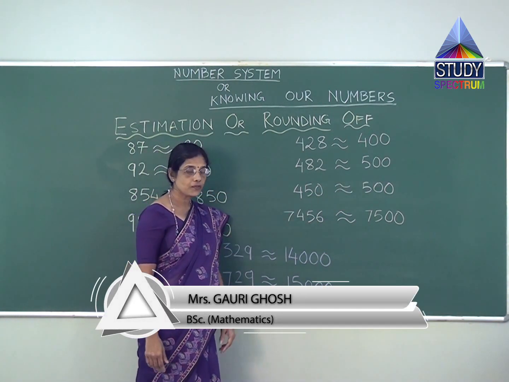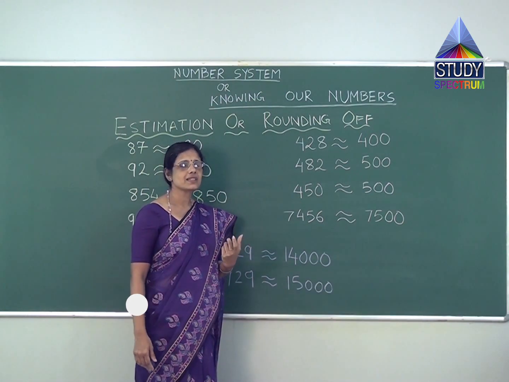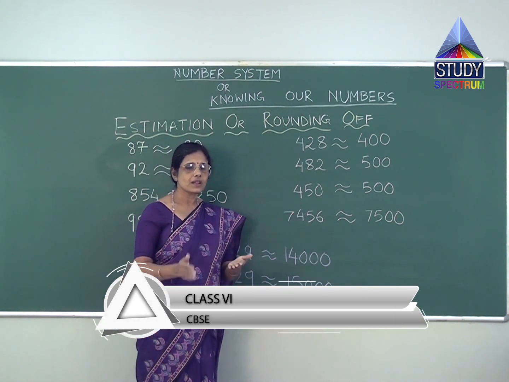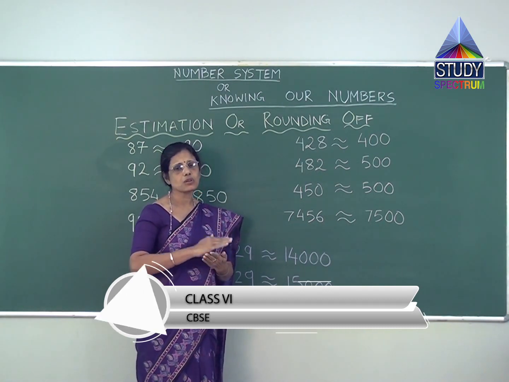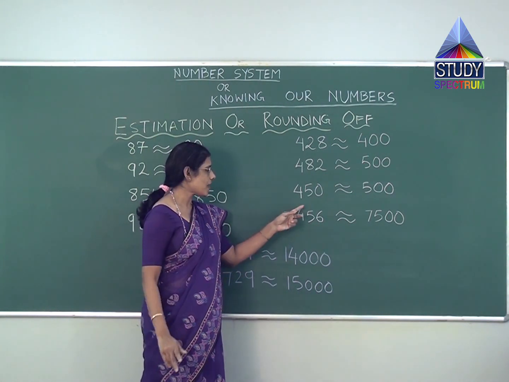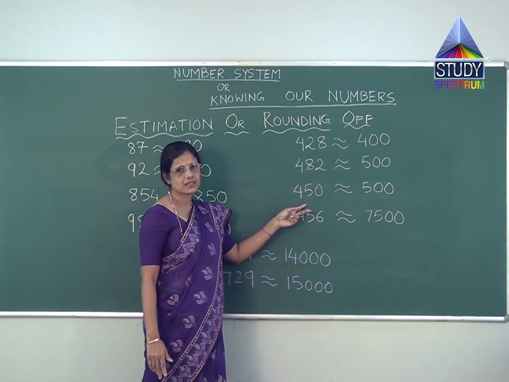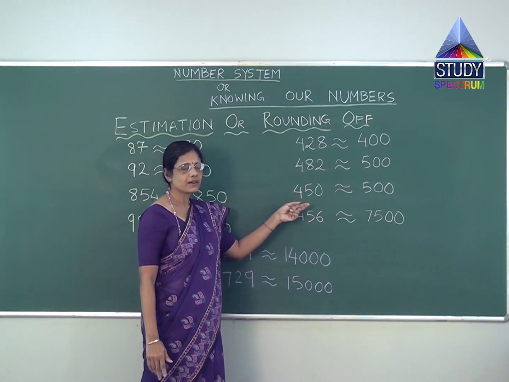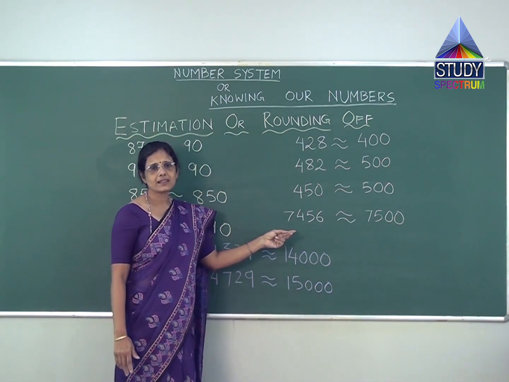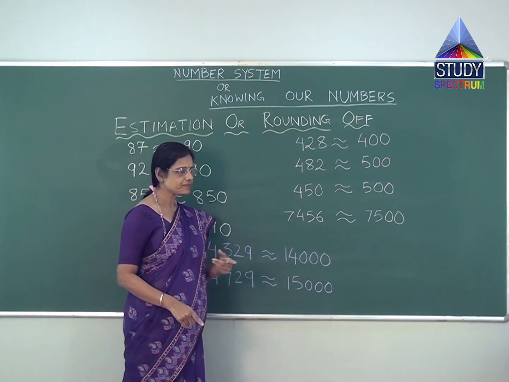Another example, 450. It is nearest hundreds again, and for nearest hundreds we look at the tens digit. The tens digit is 5. So it is neither less than 5 nor more than 5, it is exactly 5. If it is exactly 5, then also you have to change the hundreds place and add 1 to the hundreds digit. So it is 500 again. The estimation of 450 is 500.